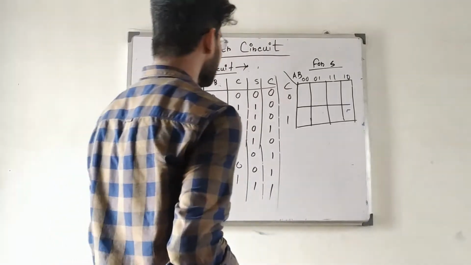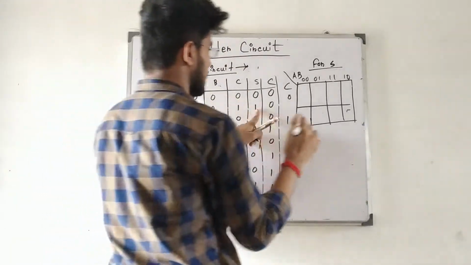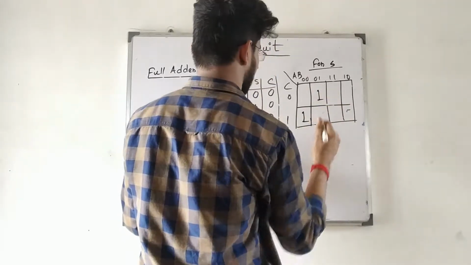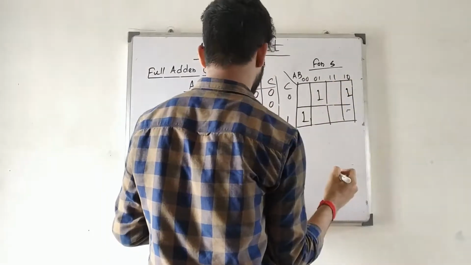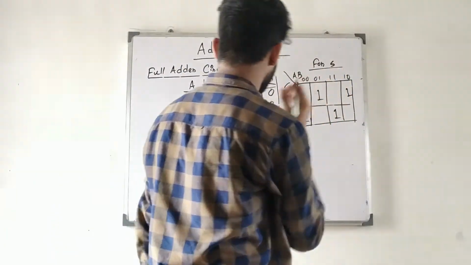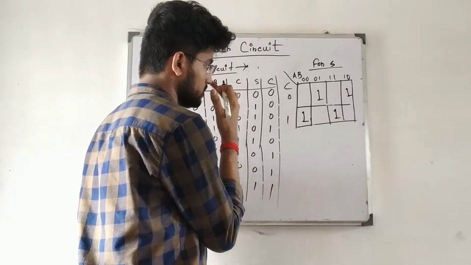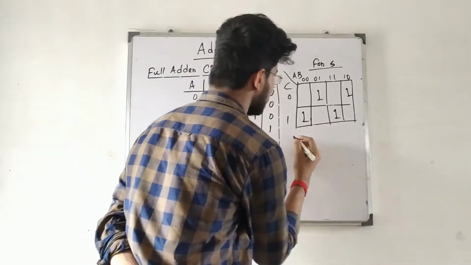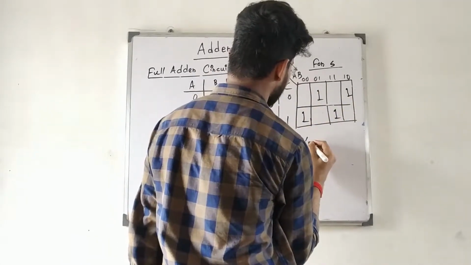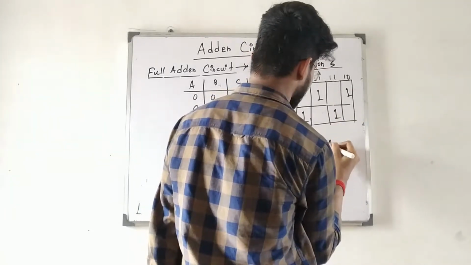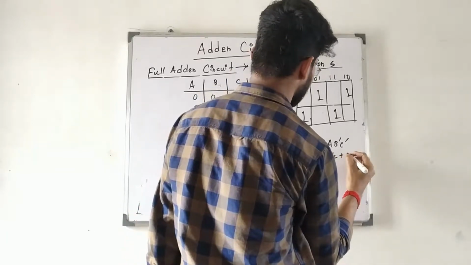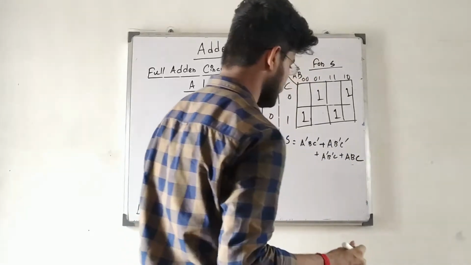So what will be the expression for S? Filling in the K-map, there are four possible high outputs, and no group can be formed here. So S is equal to A bar B C bar plus A B bar C bar plus A bar B bar C plus A B C, right?